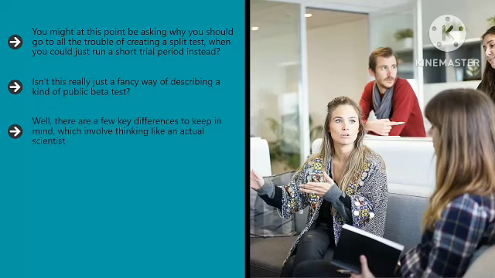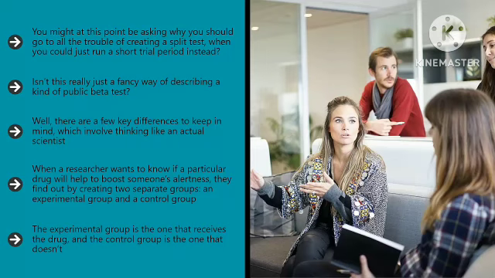When a researcher wants to know if a particular drug will help to boost someone's alertness, they find out by creating two separate groups, an experimental group and a control group. The experimental group is the one that receives the drug, and the control group is the one that doesn't. This then gives the researcher the opportunity to compare the stats from the two groups. What this achieves is to remove confounding variables. A confounding variable is anything that can hurt your outcome, rendering the results of the study useless.